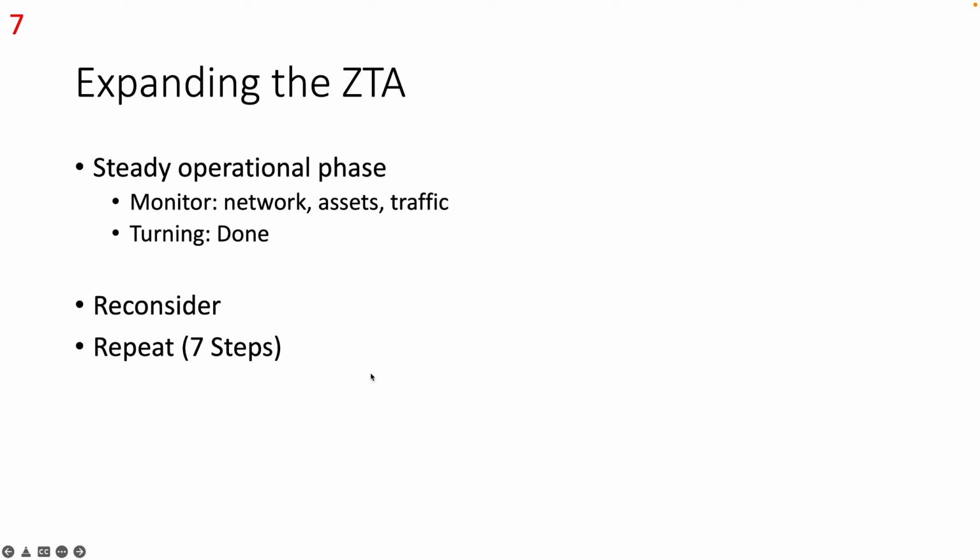Like the previous rollout, a candidate workflow and solution set need to be identified again and the initial policy developed. All the 7 steps should be repeated again. So this step is the final step for one cycle, but we can consider it the first step of the next zero trust implementation.